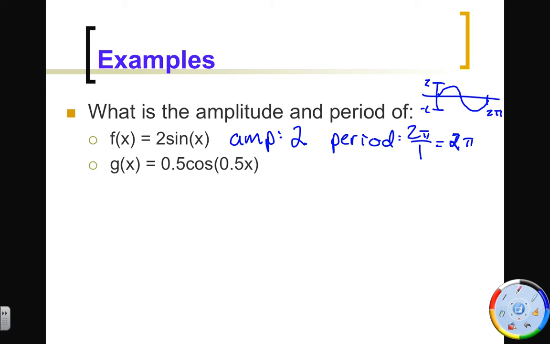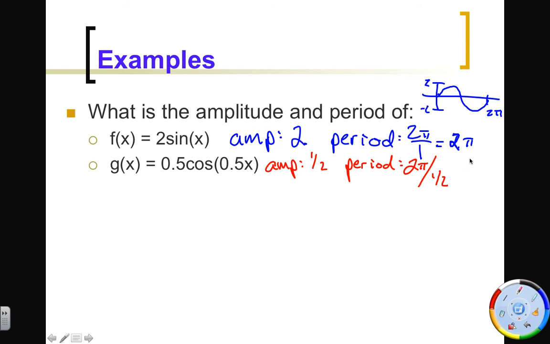What about half cosine of half x? Now there's a reason I put this one in here, because people mess this one up all the time. The amplitude, again, easy. It's half. But this is the part that people mess up, the period. The period is 2 pi over half.